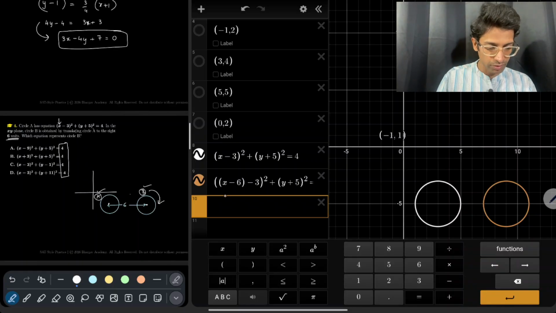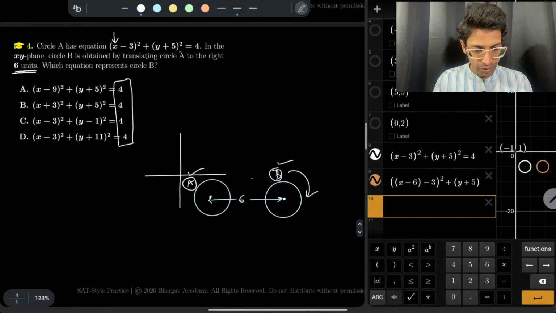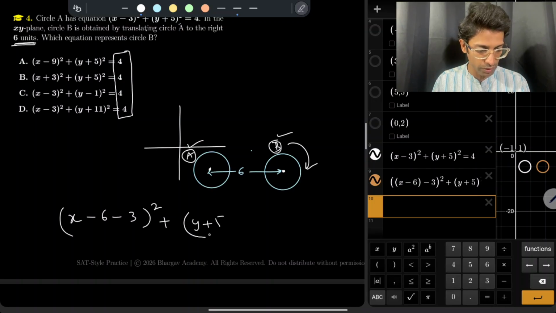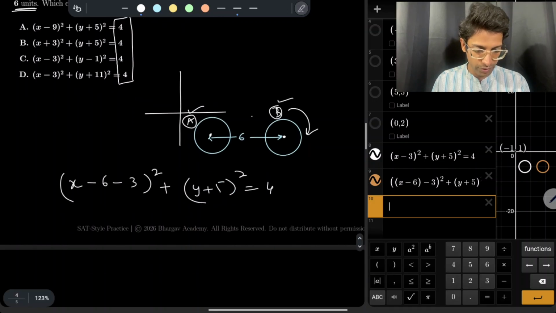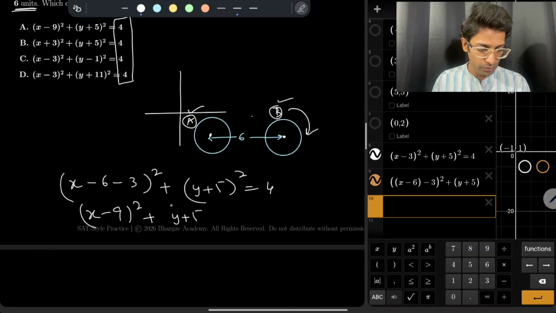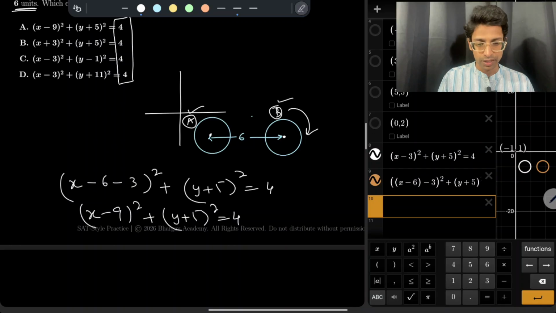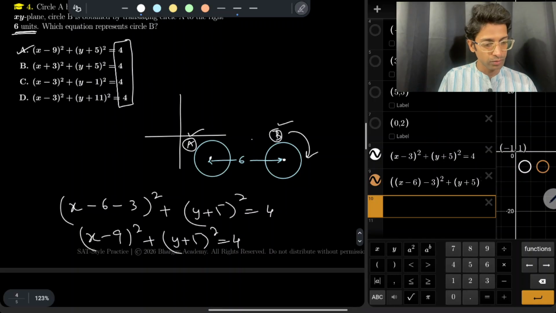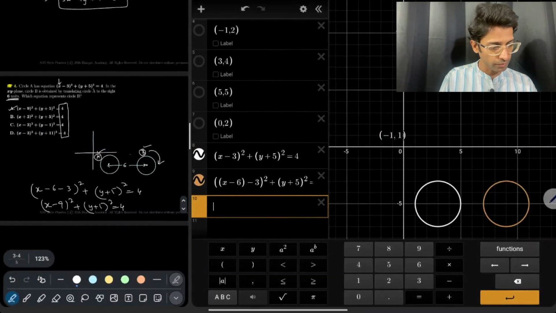Now you can simplify this. How do we do this? Look at this shifted equation, write it down here. x minus 6 minus 3 whole square plus y plus 5 whole square is equal to 4. Simplify this, it comes out to be x minus 9 whole square plus y plus 5 whole square equal to 4. Let's see which option is matching. So this is matching here. So this is how you do it using Desmos.